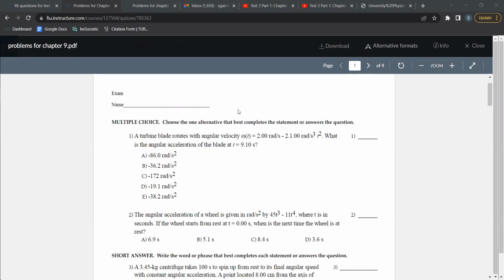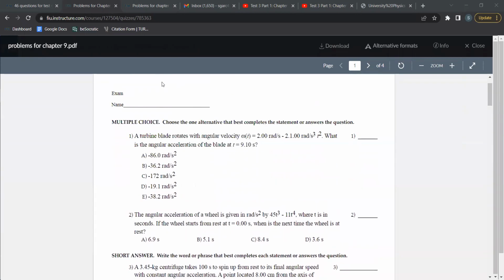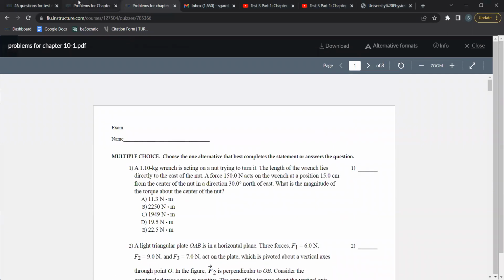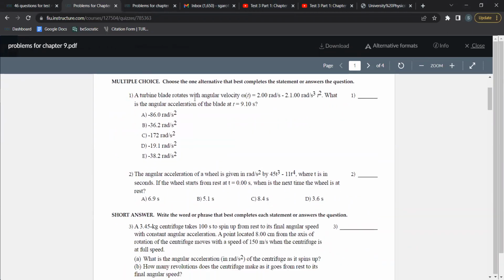This is me doing problems from chapter 9 and chapter 10 for the second extra credit opportunity for the final exam. I'm just going to pick 3 questions from the chapter 9 problems and then, sorry, not 3, 7 from chapter 10. And we're just going to go through it.